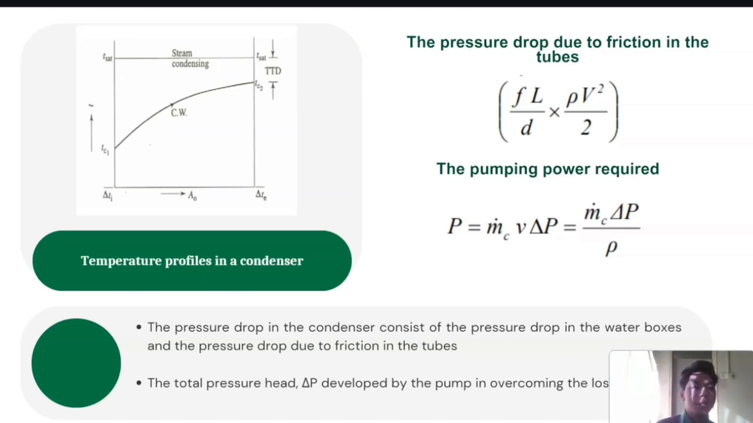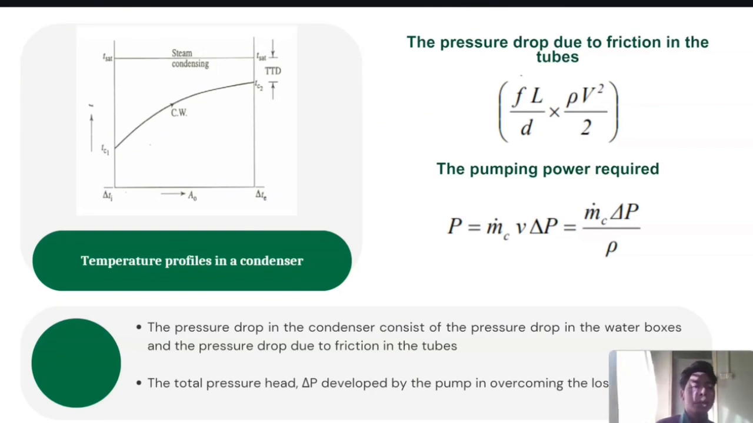Rho is the density of the fluid, which is measured in kilograms per cubic meter. For example, water is typically around 1000 kilograms per cubic meter. V is the velocity of the fluid flowing through the tube.